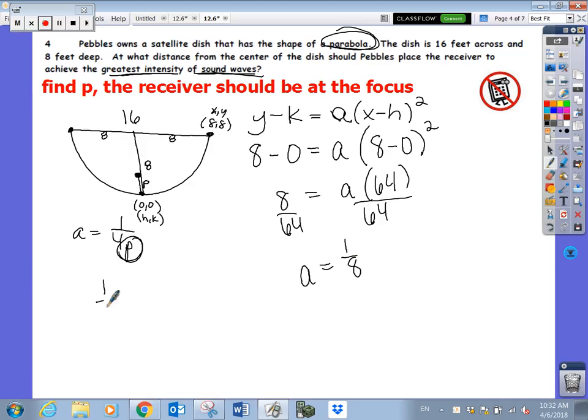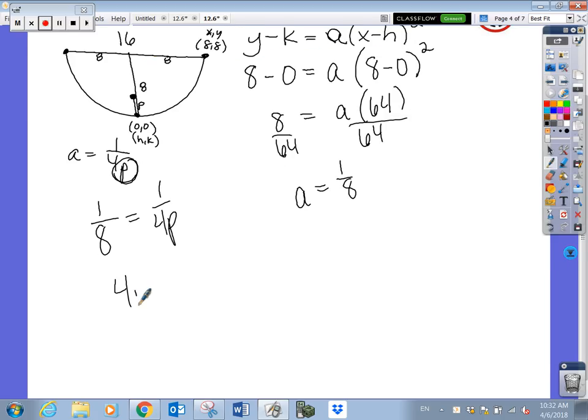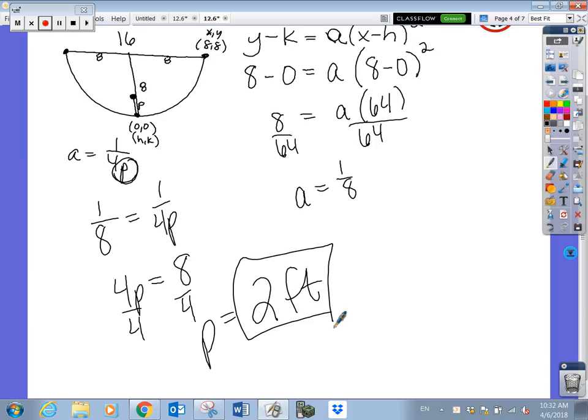So 1/8 equals 1 over 4p. Some of you can look at that and know what the answer is immediately. If not, cross multiply. 4p equals 8. Divide by 4, and p equals 2. And we're in feet. So there's your answer.